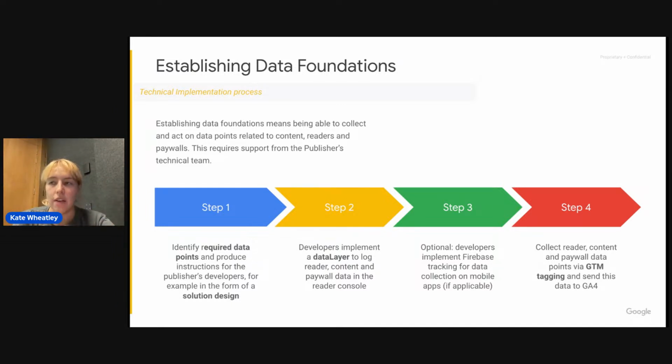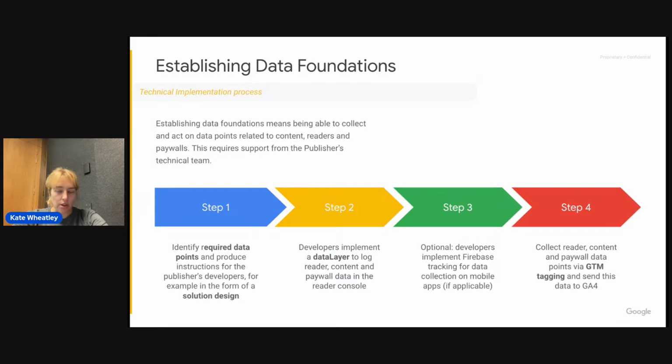If you do have, this is step 3 now, if you do have an app, your developers will also implement Firebase tracking for data collection on mobile apps, which works really similarly to the web collection, especially now that we have GA4. So similar to a data layer, your app would, with Firebase, push an event that says, 75% scroll with all the parameters attached.